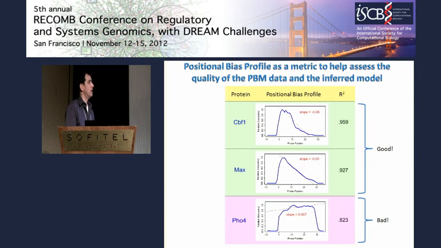What's happened here is that post-wash, there's been a significant reduction in sequence-specific binding in this experiment. Because of that, it generates a poor signal-to-noise ratio in the data, and that culminates in a less accurate affinity model. That's why the R-squared to the MITOMI KDs is lower for 4,4 than it is for CBF1 and Max. So we think these positional bias profiles are very good tools to use as a metric to assess the quality of the data and the inferred models.